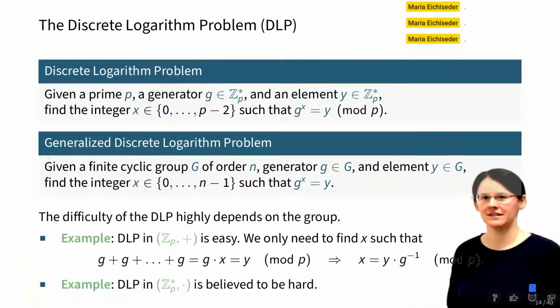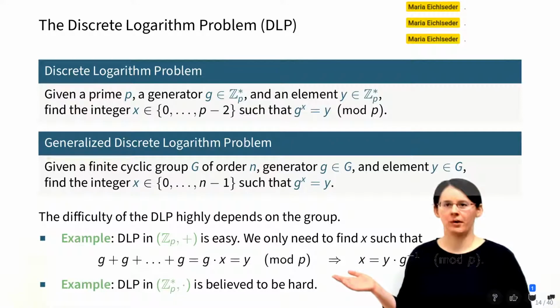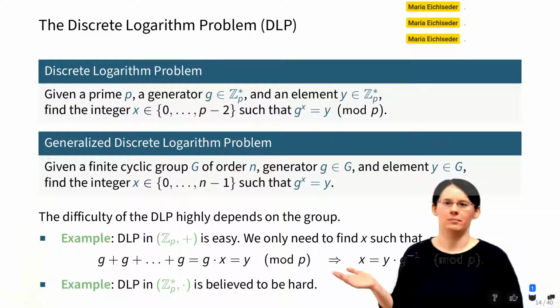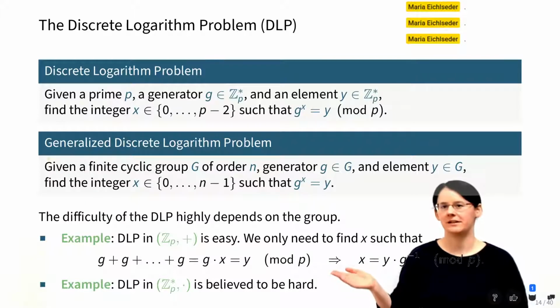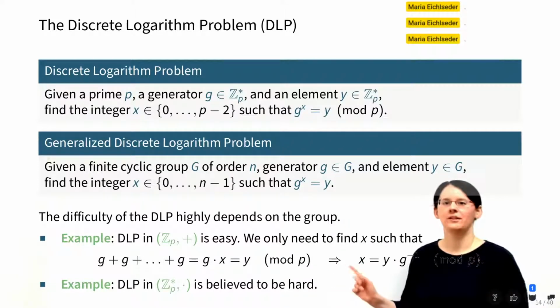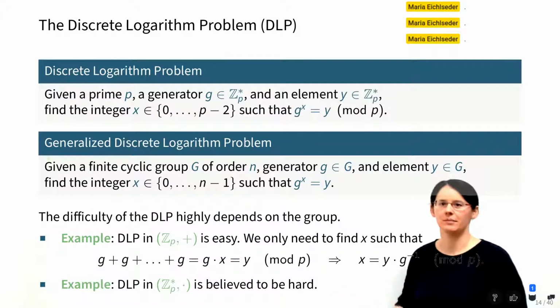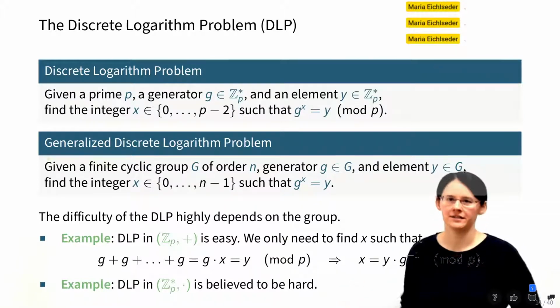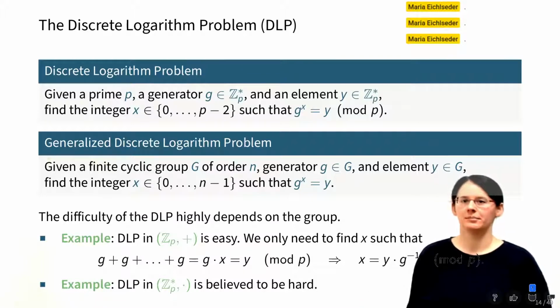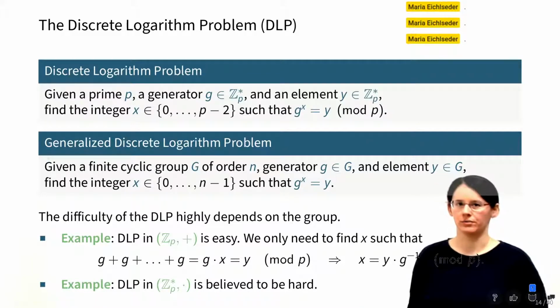What this means is that the discrete logarithm problem is not generally a hard problem. In particular, it's not hard in some groups, like for example the additive group modulo p. However, there are other groups where we don't really know how to do this step here. And one of these is the multiplicative group modulo p. So there we believe that the discrete logarithm problem is actually hard to solve.